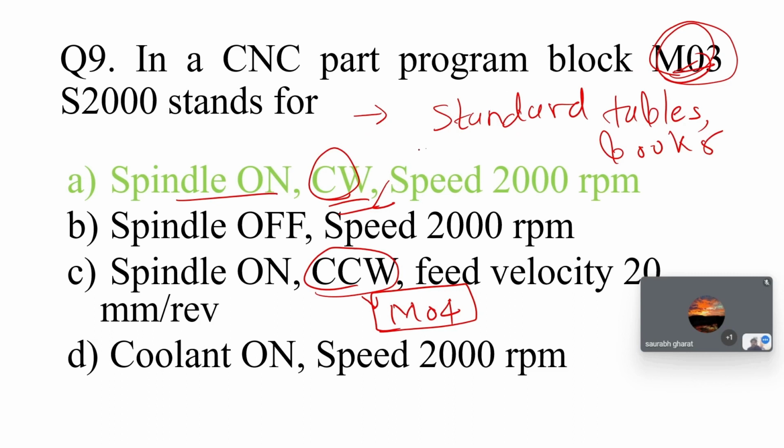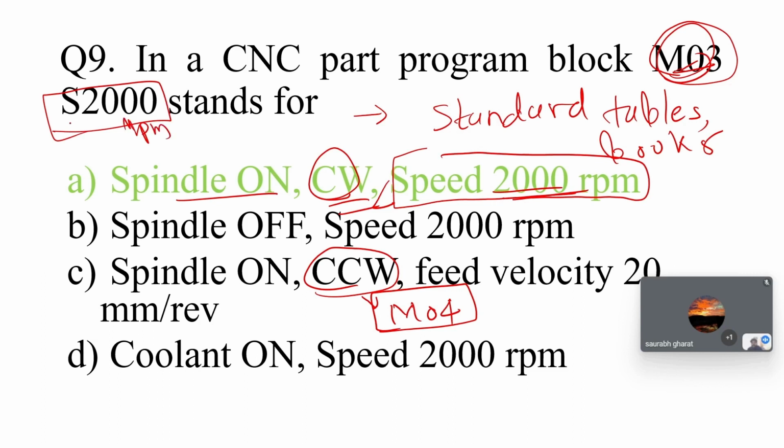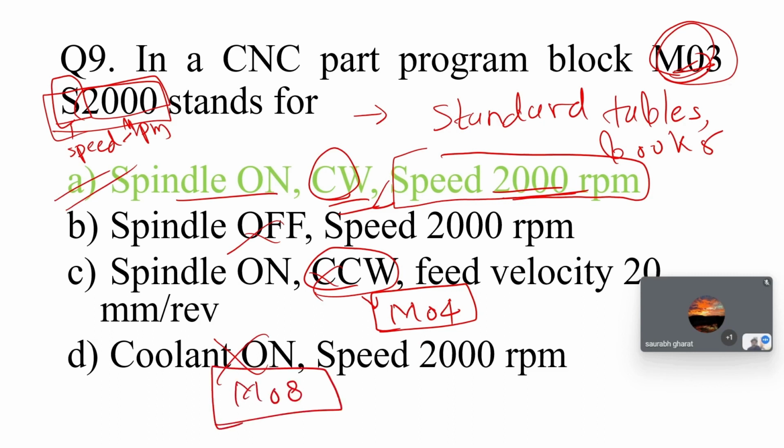And the speed that they are giving is the RPM. So that speed RPM is 2000. Speed is actually the speed in rotation, in RPM. So this will be your S, that is for speed in RPM. What is the value of it? It's 2000. So 2000 RPM will be your speed. This will be the correct answer. The spindle on clockwise or counterclockwise I told you, and coolant, I told you, is M08. So what you are having here, M03, is wrong. So only this will be your correct answer.